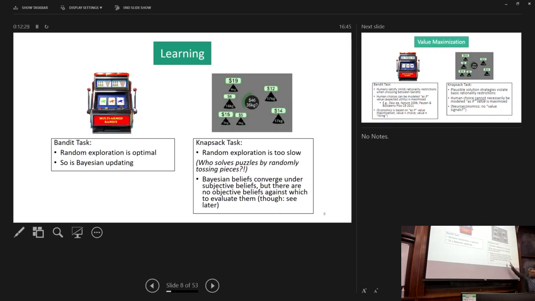Bayesian beliefs. This is a little theoretical; this may confuse you if you're not really familiar with Bayesian analysis. Bayesian beliefs do converge under your beliefs. Say you think this problem is 75% likely to have the answer yes, and so I'm going to try randomly and I'm going to update. But there are no objective beliefs against which to evaluate them, so I can't really do very much with that. I can't really evaluate what participants are doing using Bayesian belief updating, because I have no constraints on their subjective beliefs. Later on, I'm going to qualify this statement.